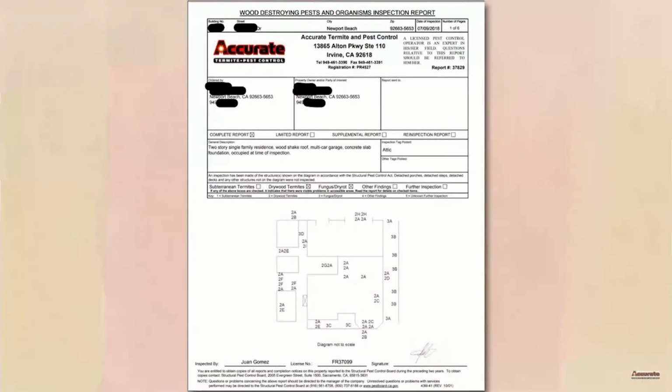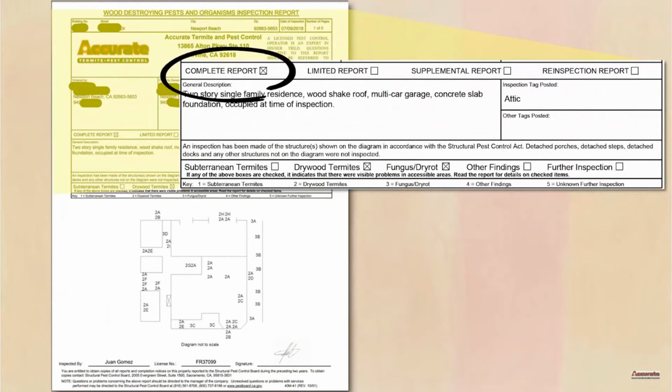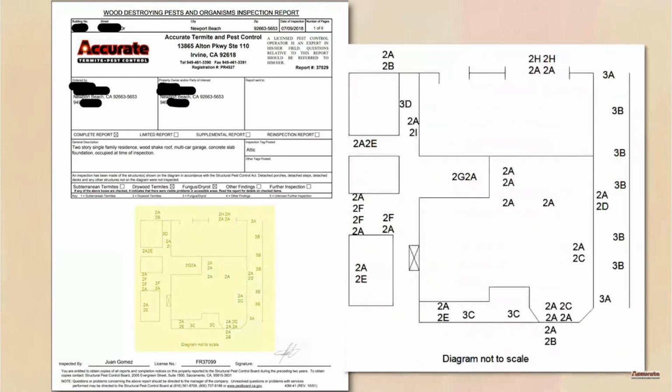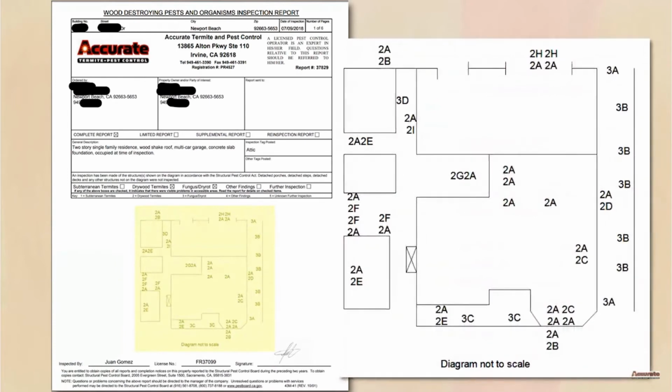So far, you can see whether the inspection report you're looking at is based on a complete or limited inspection of the property, just looking at the first page. You can also immediately tell whether or not the structure has drywood termites, subterranean termites, or fungus dry rot issues anywhere in the property. Also, using the diagram, you can tell what findings correspond to what areas of the structure that you're looking at. And this is all just from the first page of the termite inspection report. You're now ready to get into the nitty-gritty.